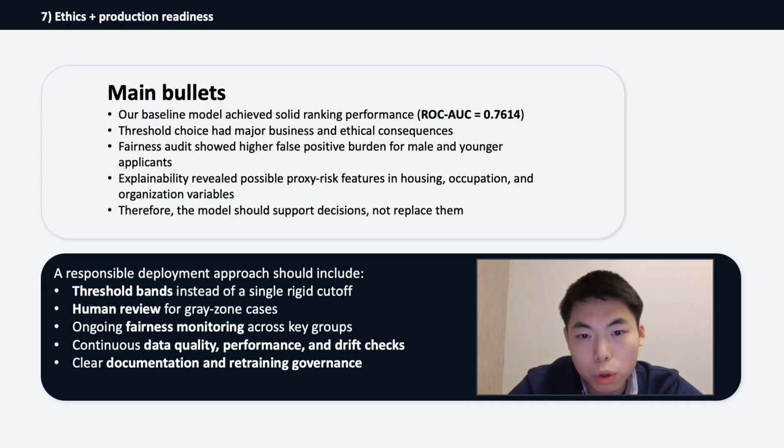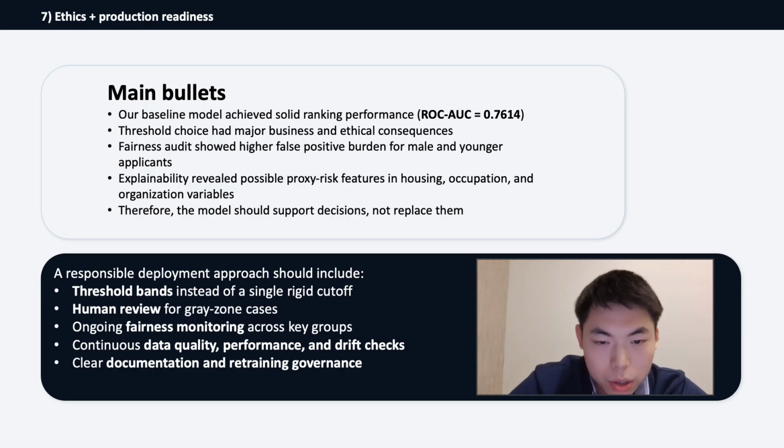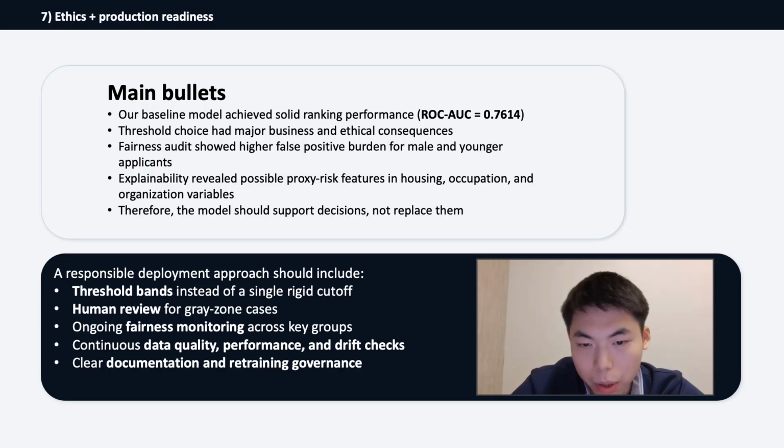To conclude, our model shows meaningful predictive power, but the main lesson of this project is bigger than model accuracy. We found that data quality matters, threshold choice matters, fairness burden matters, and explainability matters. In other words, a useful model is not enough. So the model should be used as a decision support tool, not just a fully automatic gatekeeper. A responsible deployment plan should include threshold bands, fairness monitoring, data quality monitoring, and clear documentation.